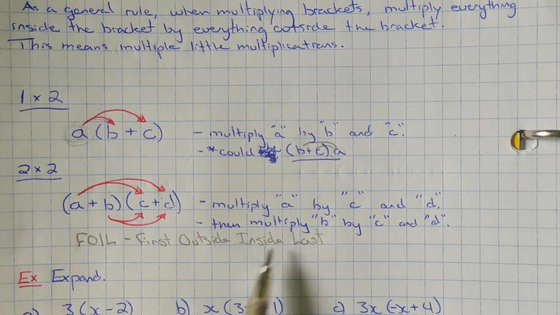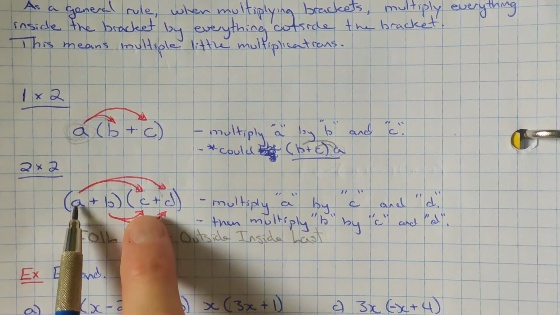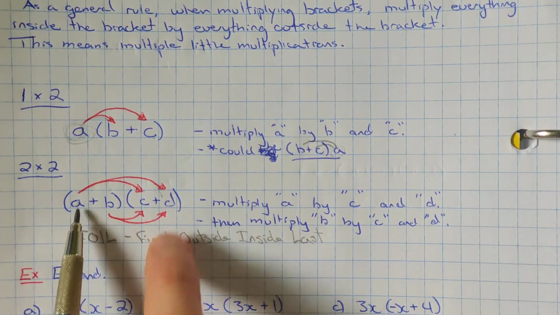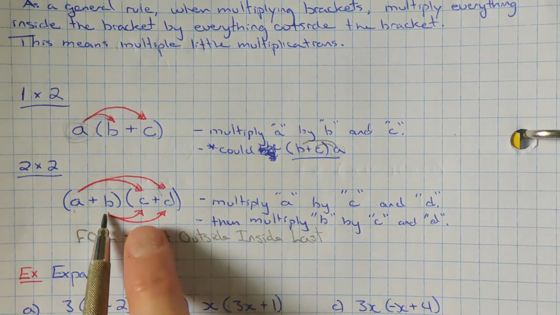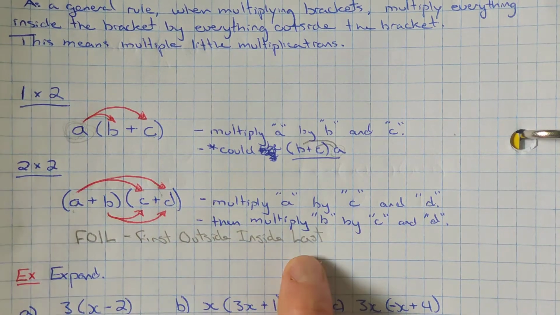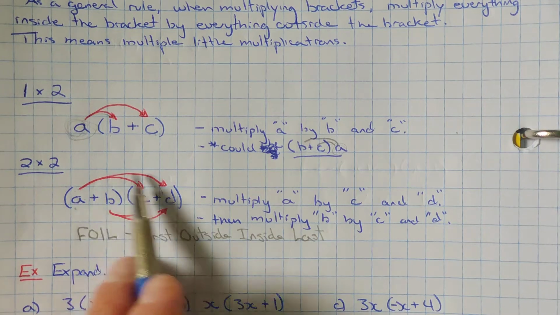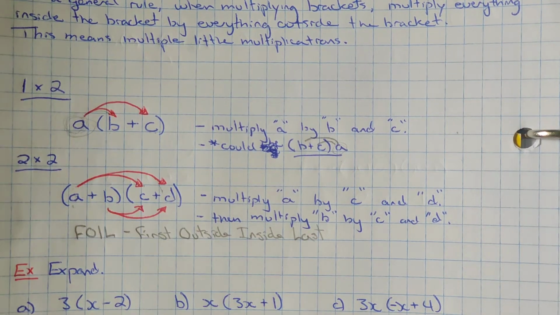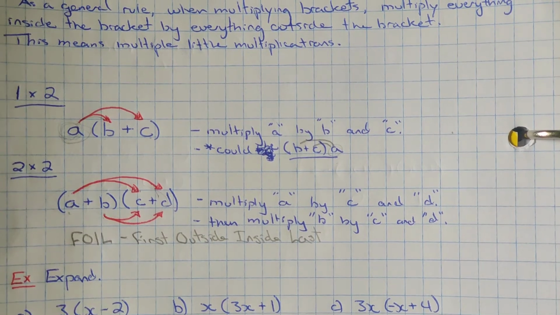But if you did use FOIL, that just means the first number in each bracket, a times c. The outside number in each bracket, a times d. The inside numbers in each bracket, b times c, because they're on the inside, and then b times d for the last numbers in each bracket. So FOIL just does exactly that. Multiplies a by everything, then multiplies b by everything. It's just a memory aid to make sure you do all the multiplications, but really you should be doing 4 multiplications here.